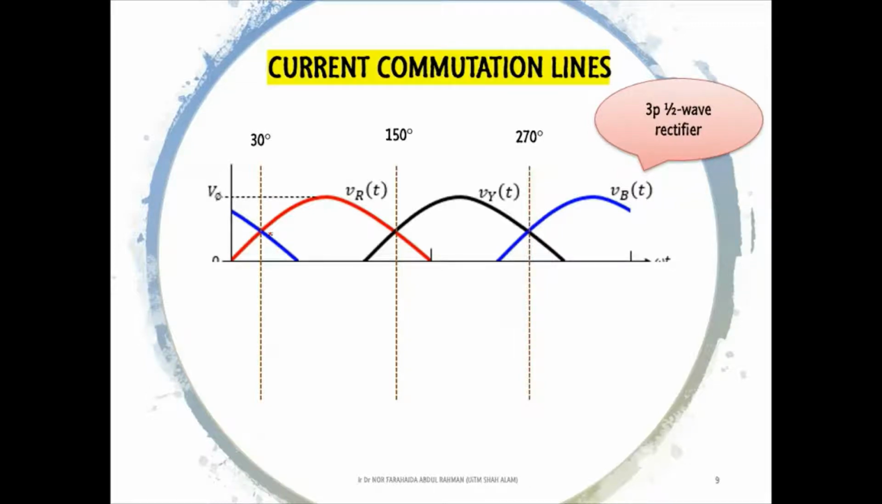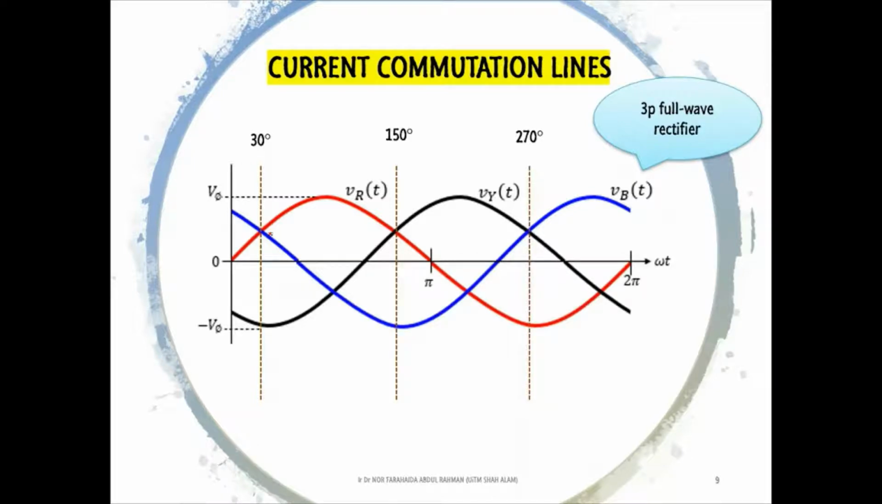However, since a three-phase full-wave rectifier can rectify both positive and negative half cycles of the voltage waveform, thus, we need to consider the intersection points in both half cycles. According to the waveforms, we can see there are 3 intersection points in the negative half cycles. Hence, these points are also considered as the commutation lines of the full-wave rectifier.